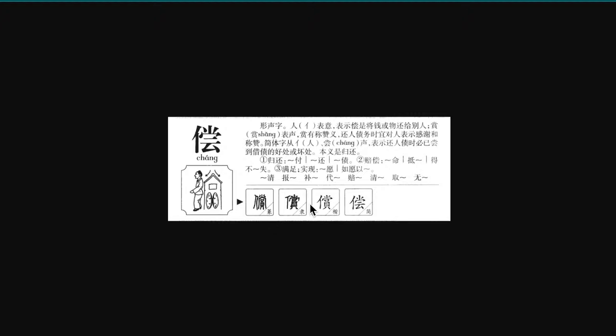Now because this 赏 is rather complicated, the modern character uses another character to replace it, okay, and uses the 长. So this 长 means a taste, okay, so feel it, whether it's good or bad, okay. And so this is 长, okay.